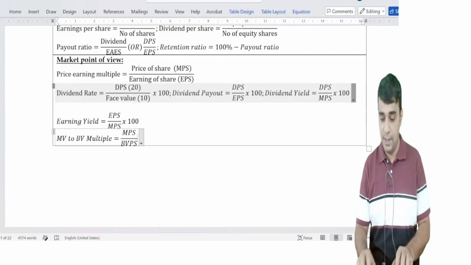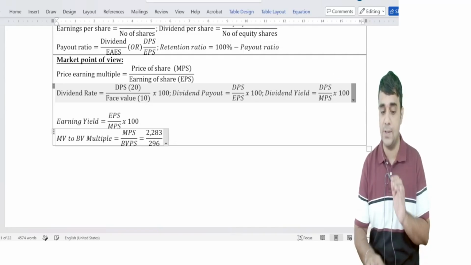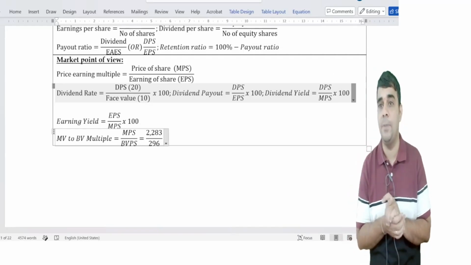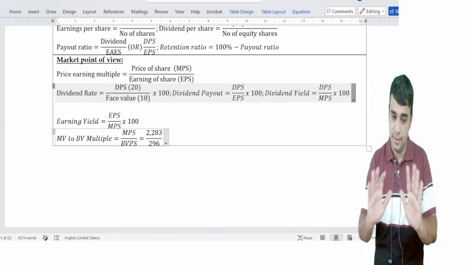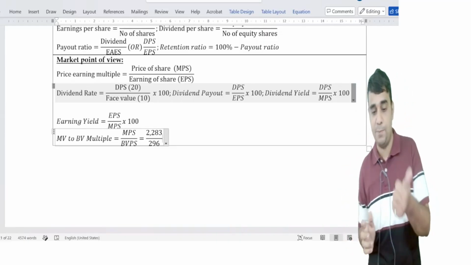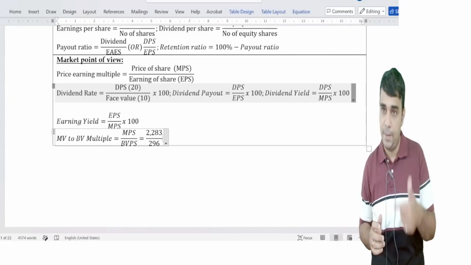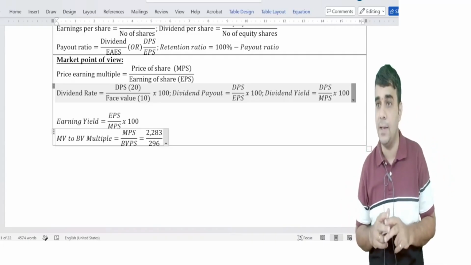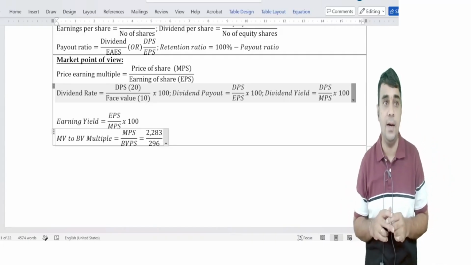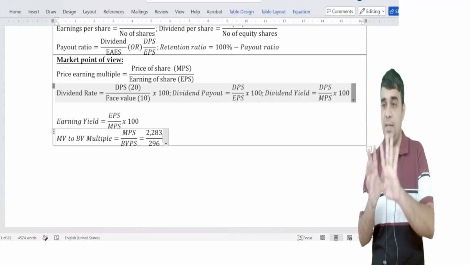Market price per share, TCS: 2283 divided by 296. I'll explain again the market point of view formulas. One is the price earning multiple, which is self explanatory: price by EPS. Inverse is earning yield. Earning yield formula is what? EPS by MPS. Dividend, three things can happen.